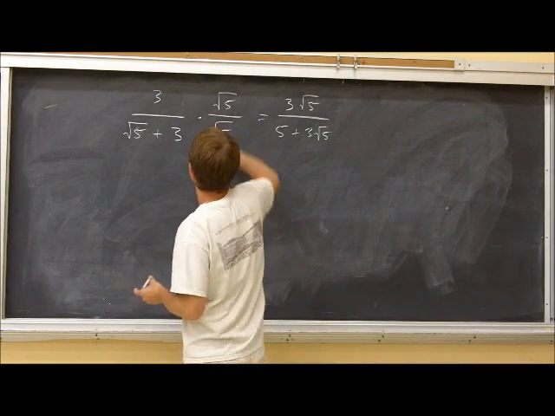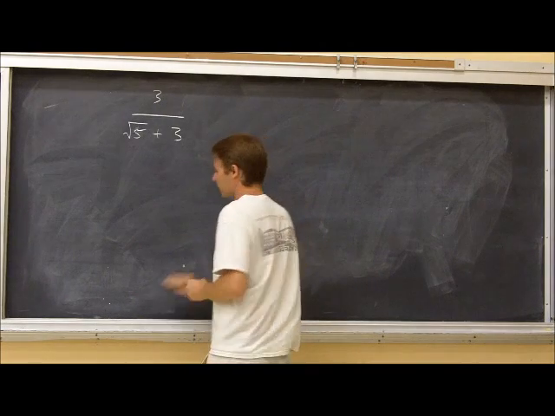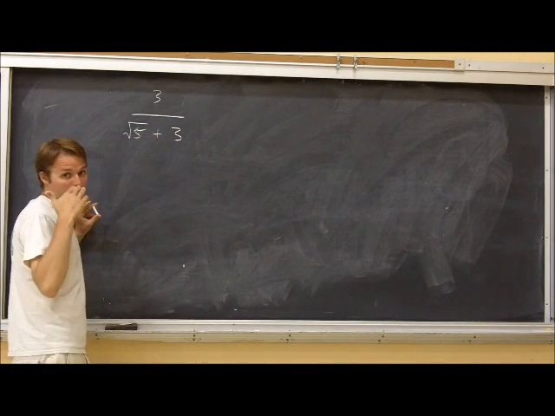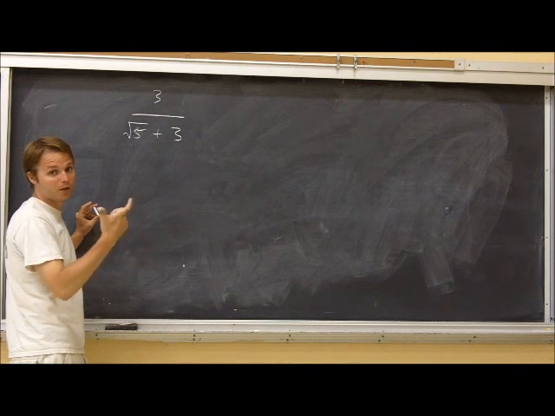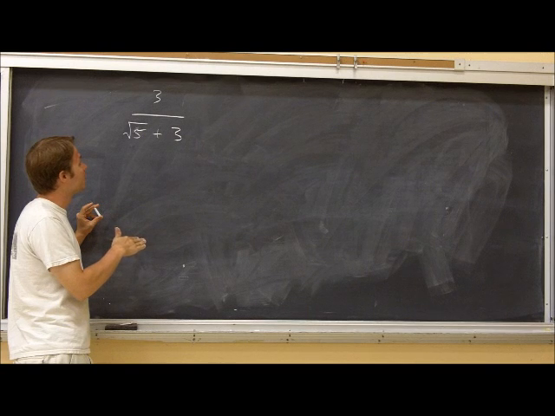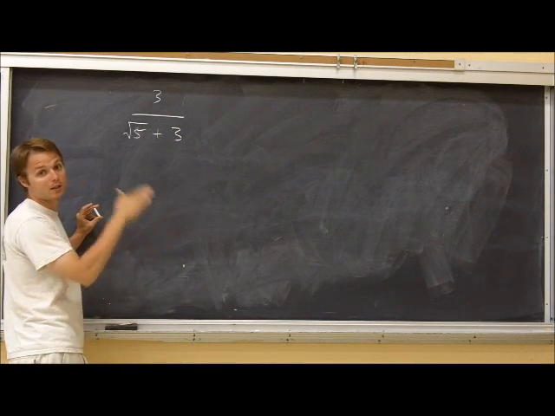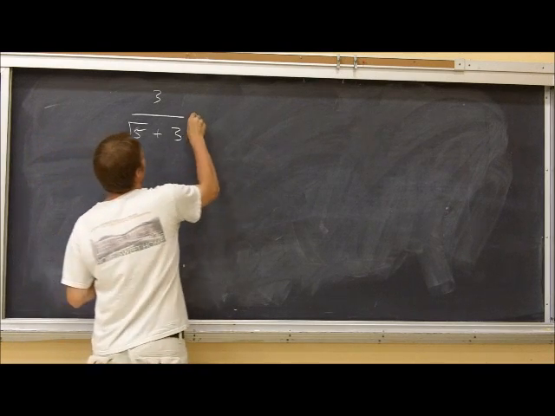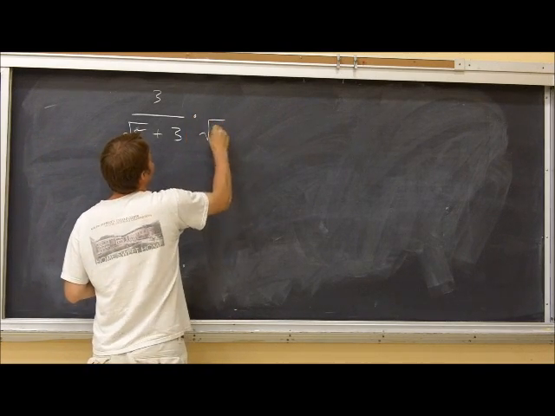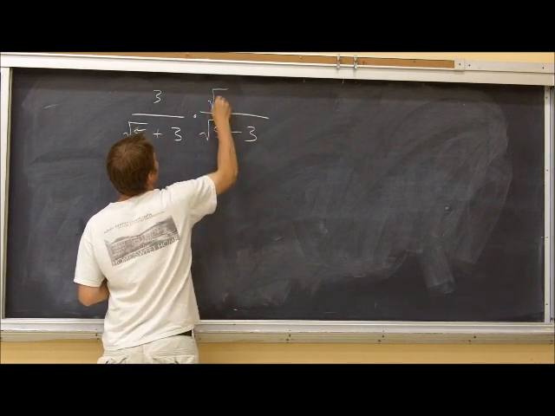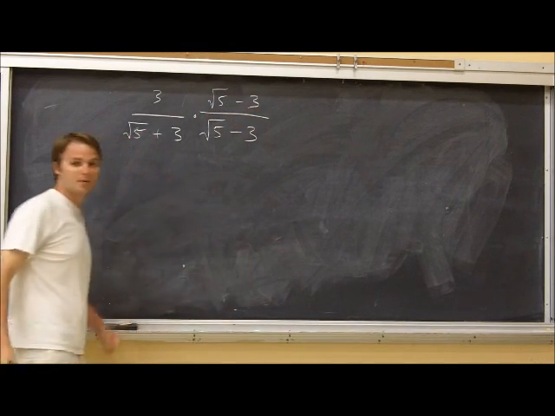So what I'm going to do instead is I know that if I multiply this by its conjugate, all the radical parts of the expression should go away, and I should end up with just a non-radical constant in the denominator of my fraction. So that's what I'm going to do. I'm going to multiply this by its conjugate, which will be square root of 5 minus 3. And of course you have to do that to the top as well.